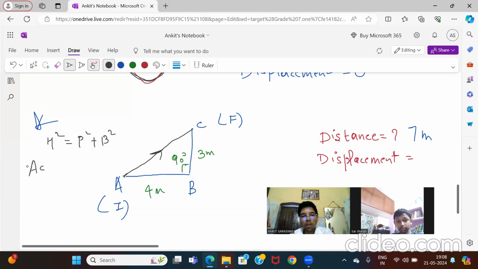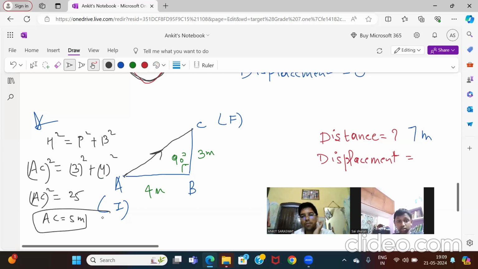Hypotenuse is AC. AC square is equal to perpendicular square plus base square. What is perpendicular? This is 3 meter. And what is base? Base is 4. AC square is 9 plus 16, that is 25. AC is 5 meter. Understood? Any doubt? Distance, displacement clear?